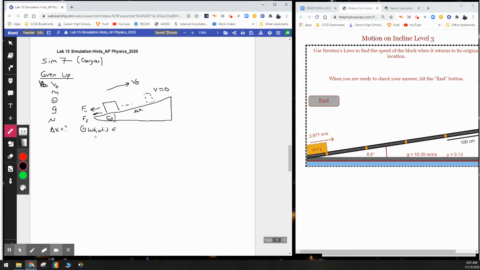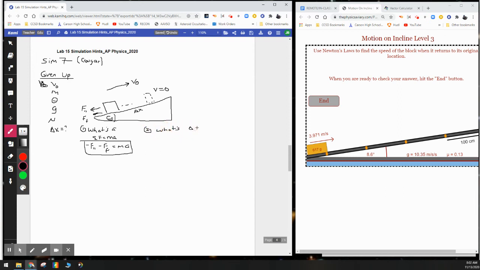What is acceleration? The sum of the forces is equal to ma. I'll help you out here a little bit. It's going to be minus the parallel force minus the force of friction equals ma. This should get us our acceleration. There's our acceleration. Then step number 2 is what's delta x.